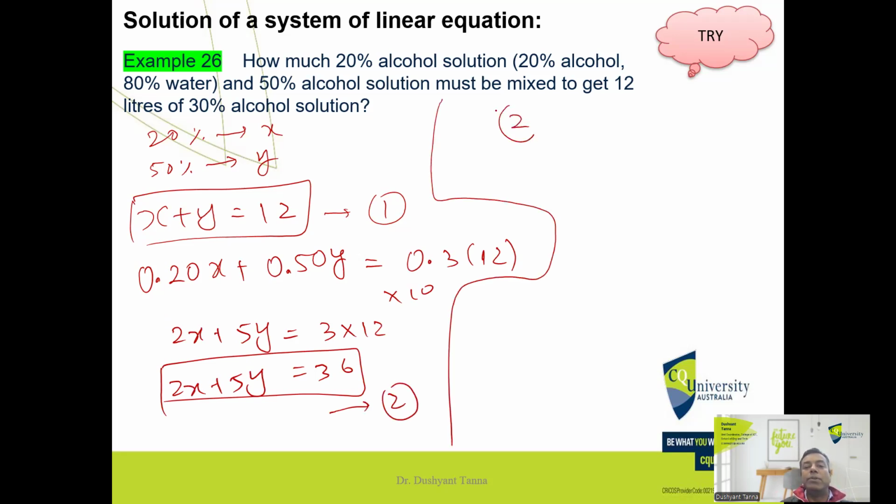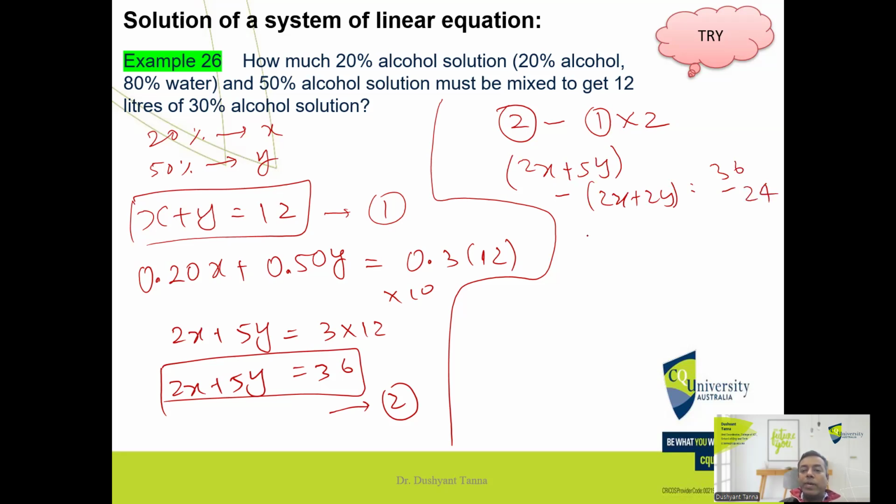Now what we do, equation 2 minus equation 1 times by 2. You cut it down, times by 5 to... 2x plus 5y minus 2x plus 2y is equal to 36 minus 24. 2x is gone, 3y is 12, y is 4. If y is 4, x is 8. That's it.